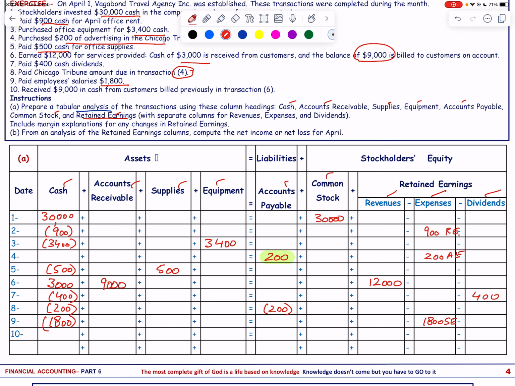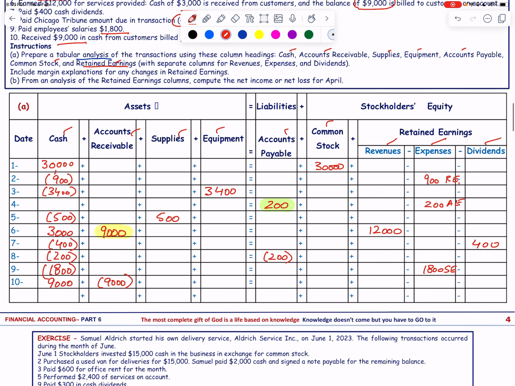Then received 9,000 in cash from customers billed previously in transaction number 6, and we can see that in transaction number 6 we are receiving 9,000. So cash will increase by 9,000 and accounts receivable will decrease by 9,000. So that's all that we have for the transactions, and let us see the totals.